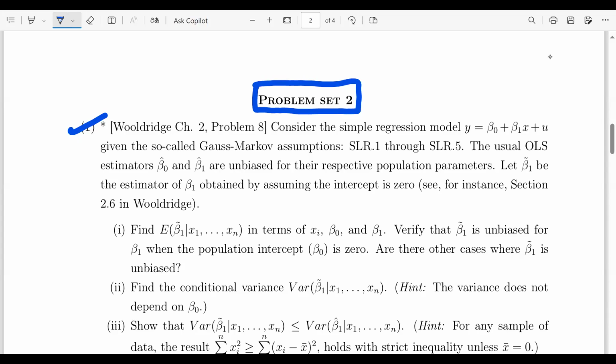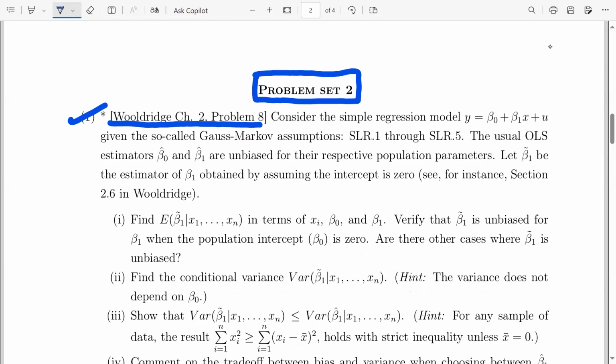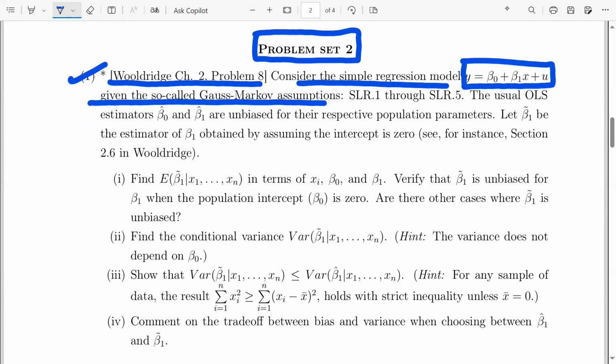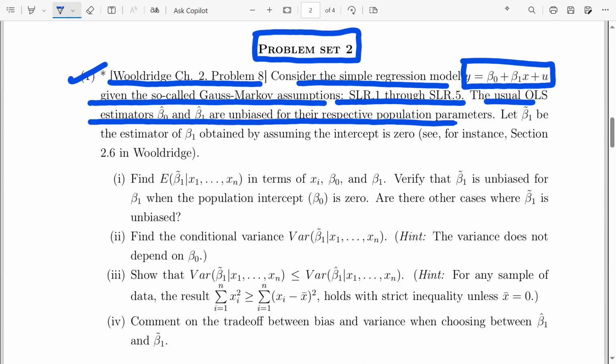So question 1 is taken from the book Wooldridge, chapter 2, which is problem 8. Let's quickly look at this problem. Consider the following simple regression model: y equals beta naught plus beta 1 x plus u. Given the so-called Gauss-Markov assumptions, SLR.1 through SLR.5, the usual OLS estimators beta naught hat and beta 1 hat are unbiased for their respective population parameters beta naught and beta 1. We already know that. Let beta 1 tilde be the estimator of beta 1 obtained by assuming that the intercept is 0. So when we take the intercept as 0, then the OLS estimator we get is beta 1 tilde.